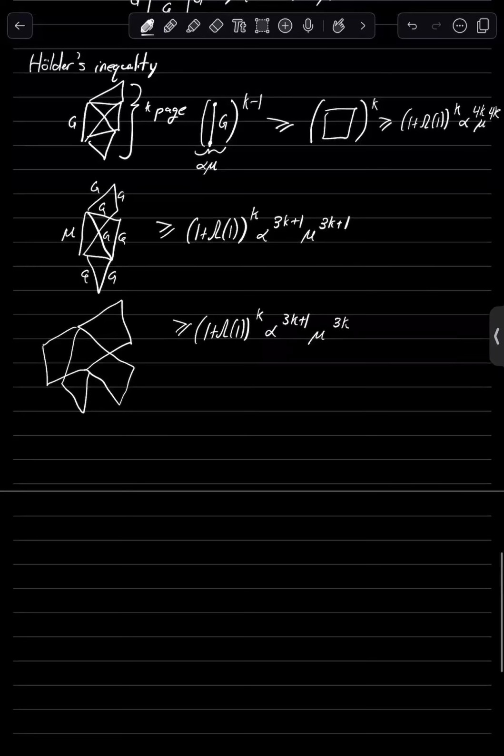And one final trick is, okay, if I take k, which is say log 1 over alpha, and I choose parameters carefully, I make it a large constant times 1 over alpha. There's a difference of one factor of alpha here between this and this. I can, by changing the implicit constant, instead make this (1 plus omega 1) to the power k, alpha to the 3k, mu to the 3k.